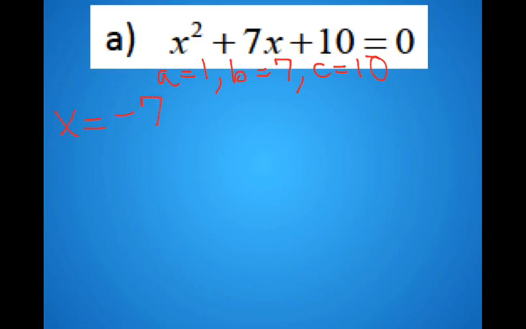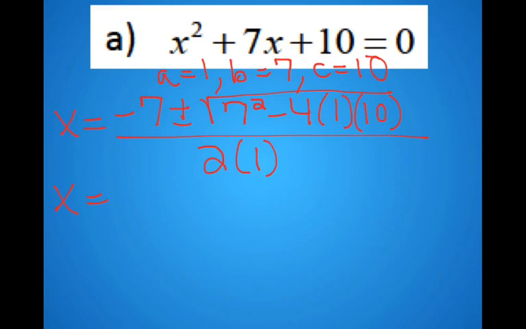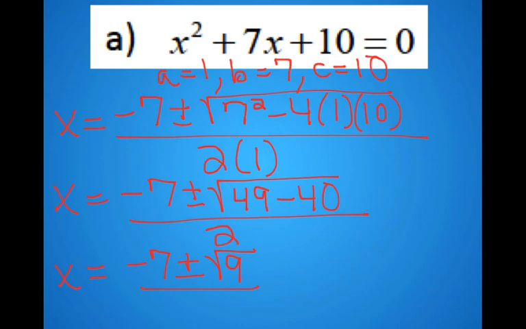So the opposite of B, so negative 7, plus and minus, square root, 7 squared minus 4 times the A times the C. All of that is divided by 2 times the A. And then you just progress and do the math there. So negative 7 plus and minus, underneath the square root we have 49 minus, and this is 4 times 1 times 10, which is 40. All of that is divided by 2. X equals negative 7 plus and minus the square root of 9 divided by 2.